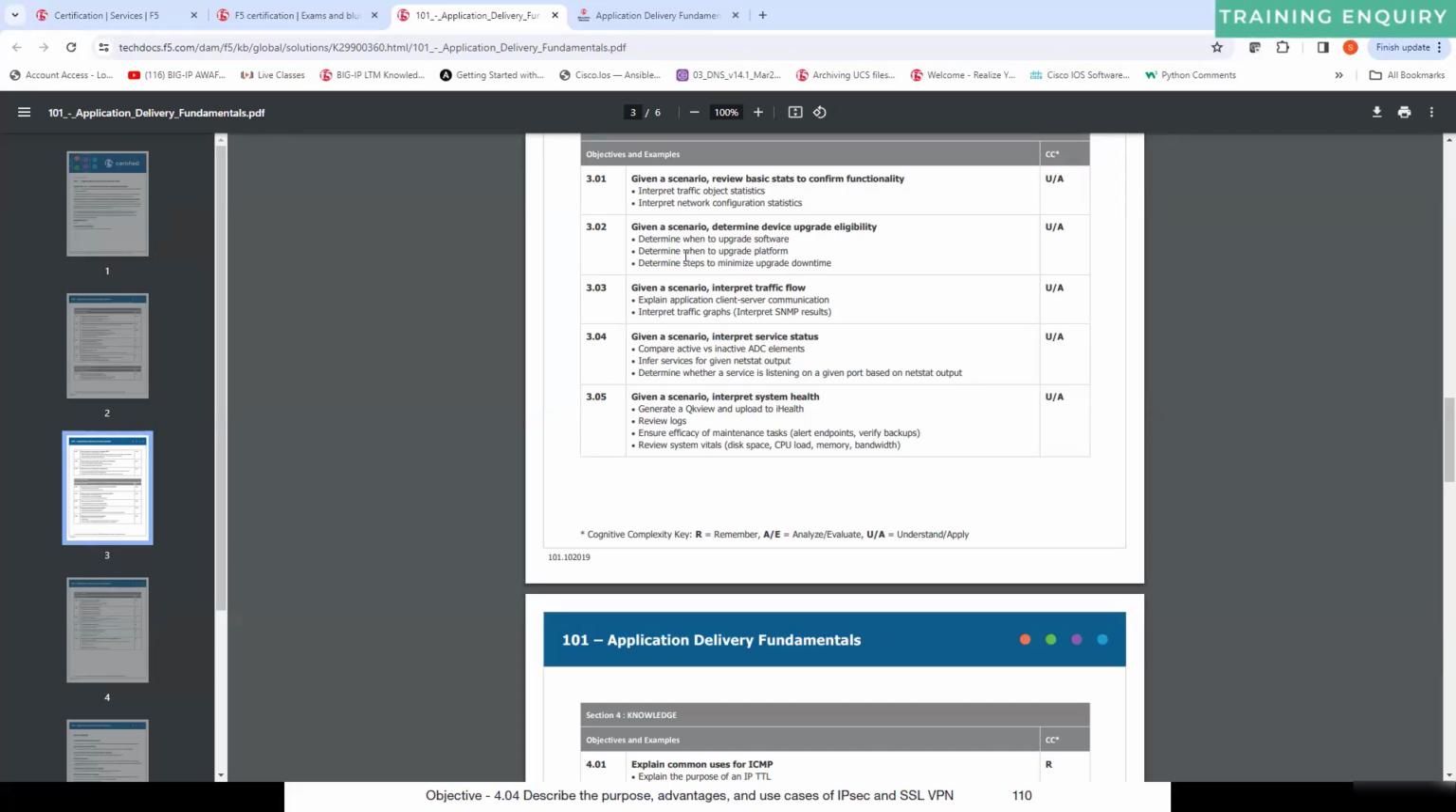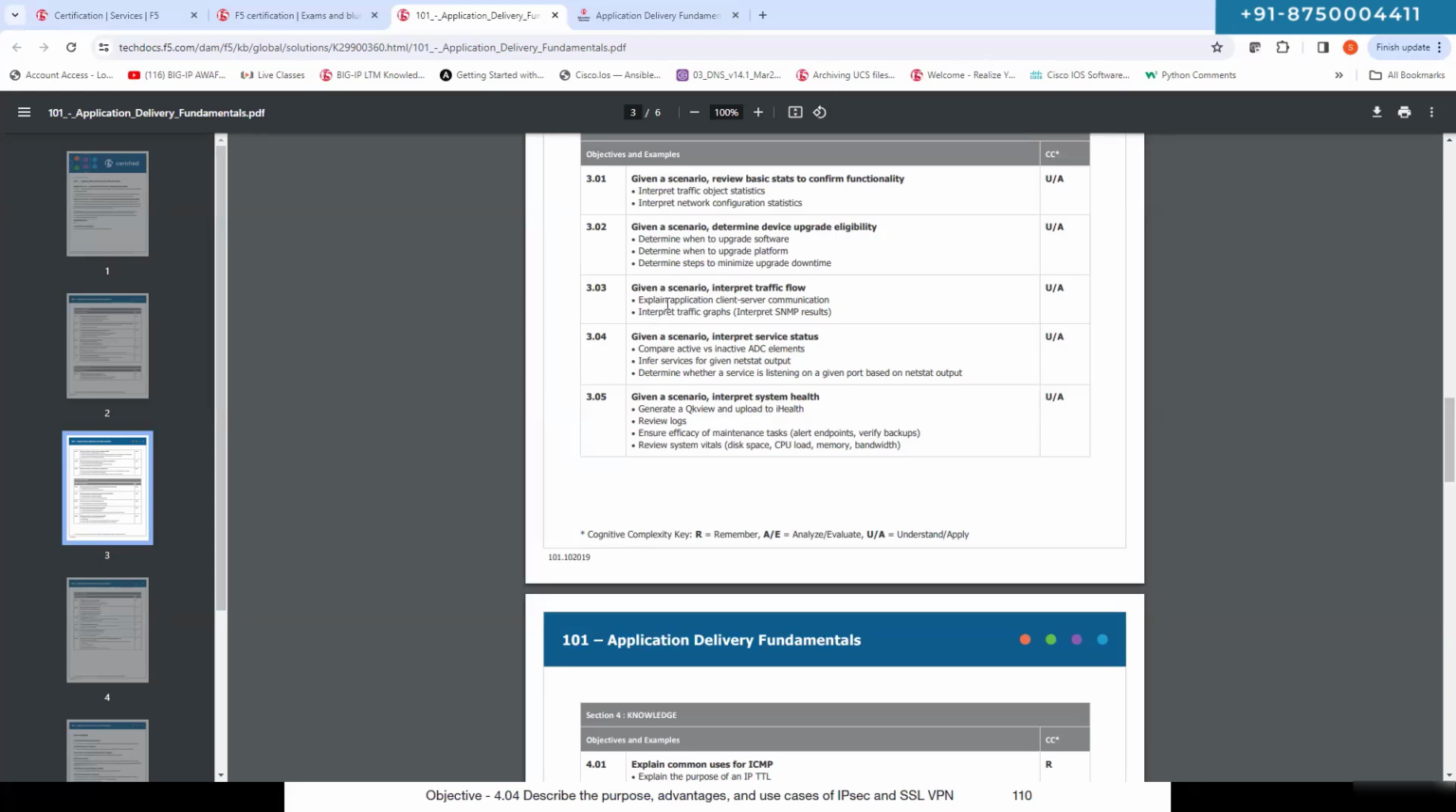So you need to know in which circumstances you may have to upgrade the platform itself, and where you would be upgrading the software. Upgrading software is part of the day-to-day activities, ideally in a production environment. But then you should know which steps you should take to minimize the downtime during the maintenance, right?